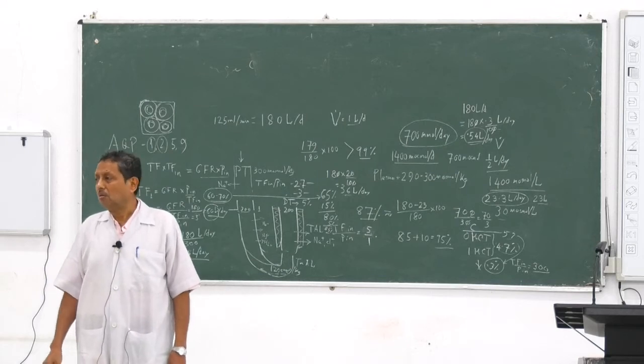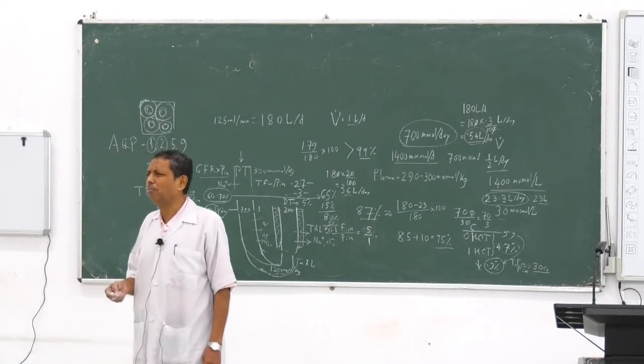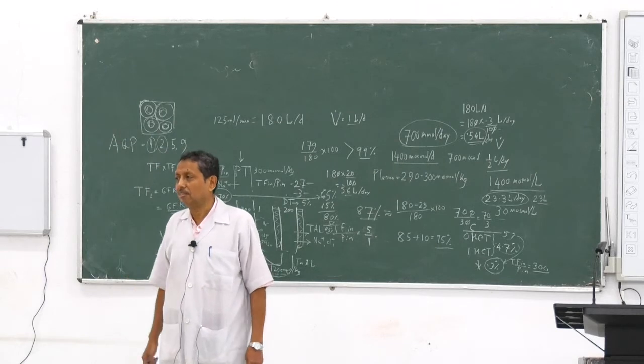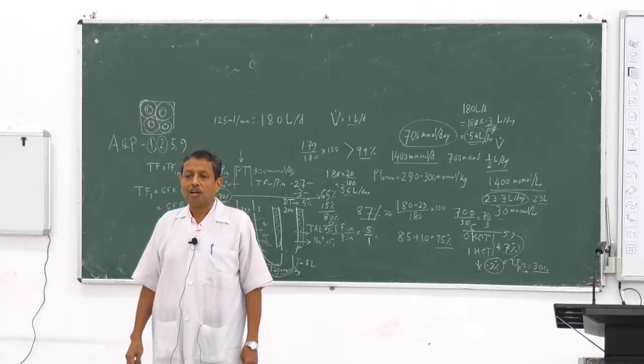Leukocyte, spleen also. I cannot remember everything in detail. They are given in the text. Aquaporin 1, aquaporin 2.